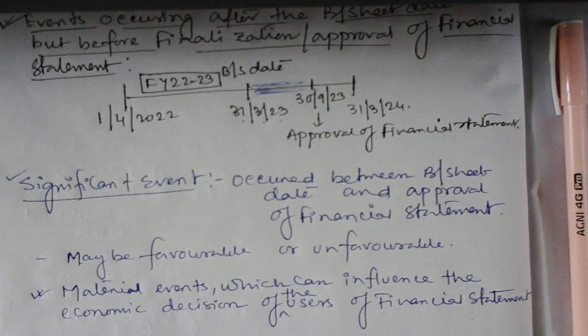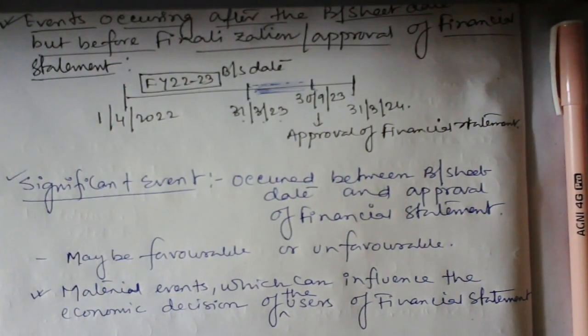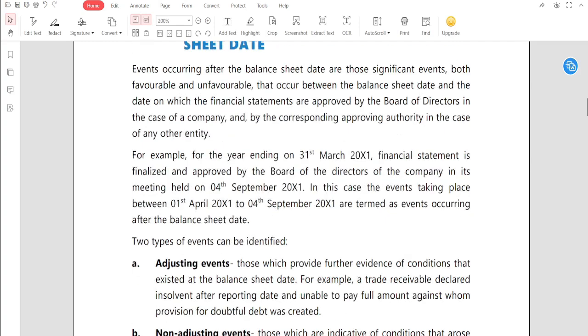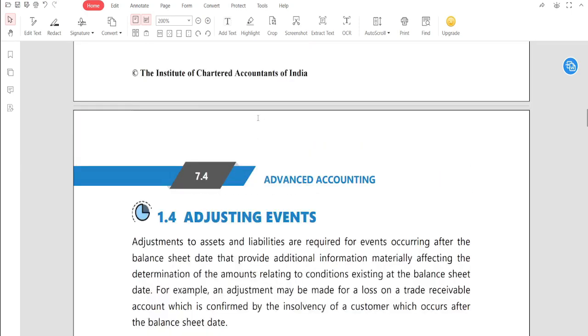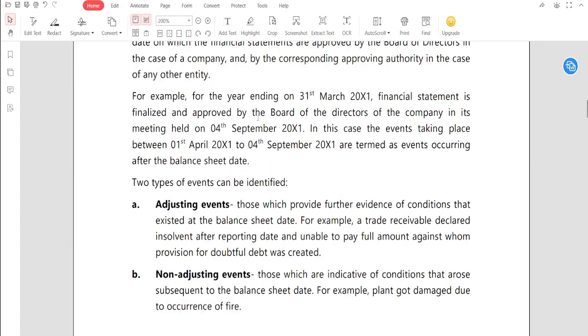The event has to be categorized in two ways. We can go through the book, and we will also look below, as there are many things to understand here. Events can be classified in two ways: adjusting events and non-adjusting events. I am repeating, events can be classified in two ways: adjusting and non-adjusting.